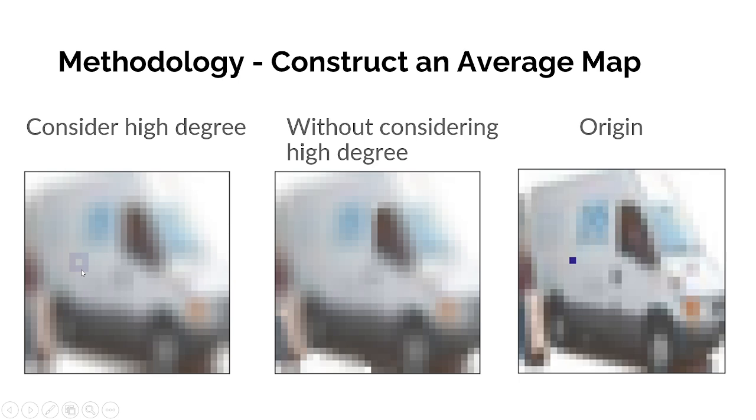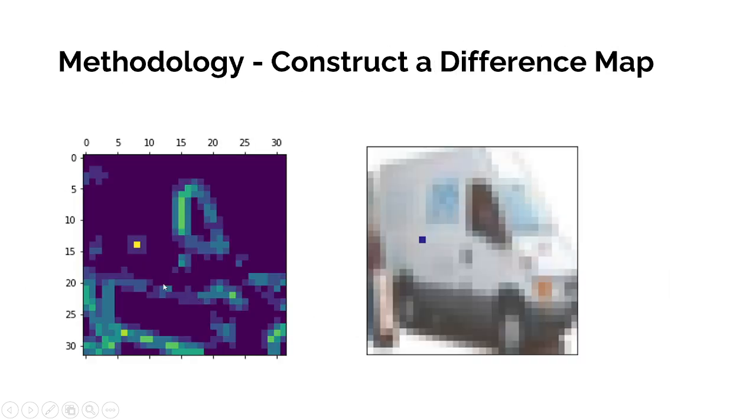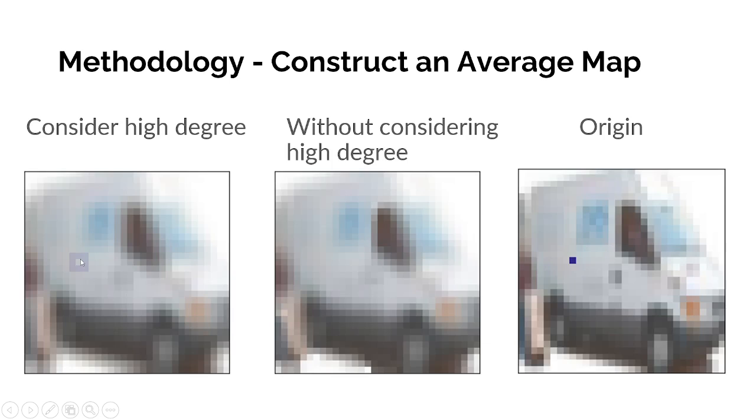So he wanted to make a smooth image, and he thinks if he just calculates the average in every pixel, without considering the high degree, the result will become like this. It will be a little strange compared to the original image, and it may have some remaining impact from the 1 pixel attack.